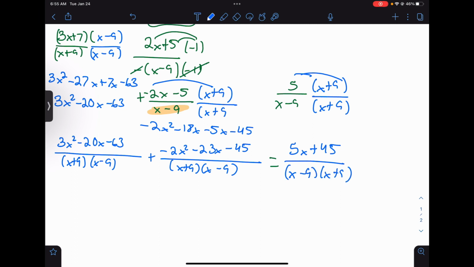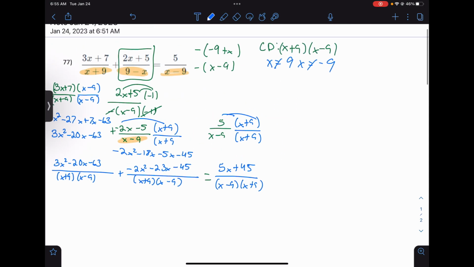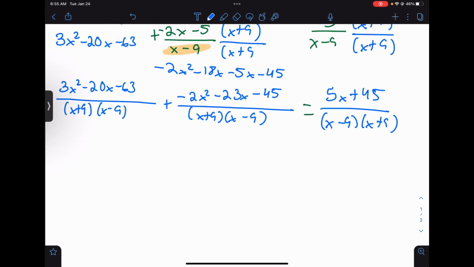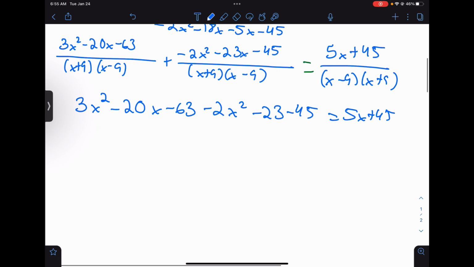So at this point, we can look and say, okay, what values of x are not going to work here? So we can go ahead and say that x cannot be 9 and x cannot be negative 9, right? Because if you set these equal to 0, you get those x values. So now we can drop out our denominator and actually solve this quadratic. So we end up with 3x squared minus 20x minus 63 minus 2x squared minus 23x minus 45 equals 5x plus 45. Gross.